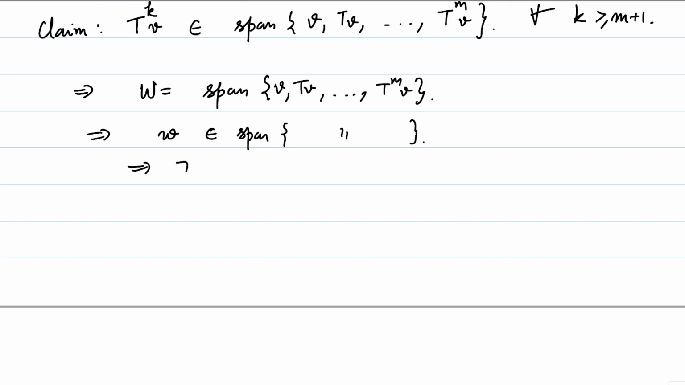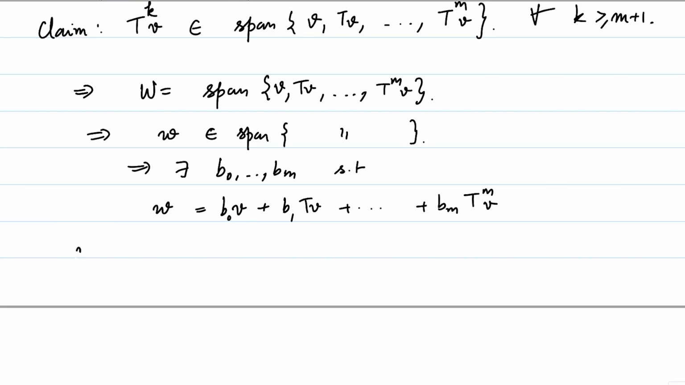Which implies that there exist b0, b1 up to bm, let me now use b to avoid confusion, such that w is equal to b0 v plus b1 T v plus up to bm T^m v. Now define g of t to be equal to b0 plus b1 t plus up to bm t to the power m.